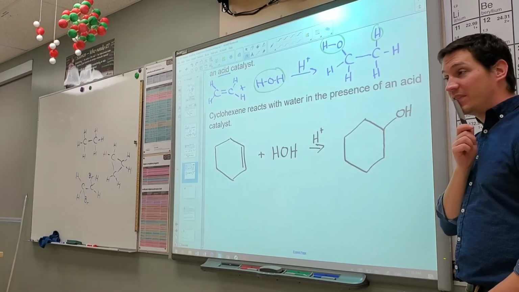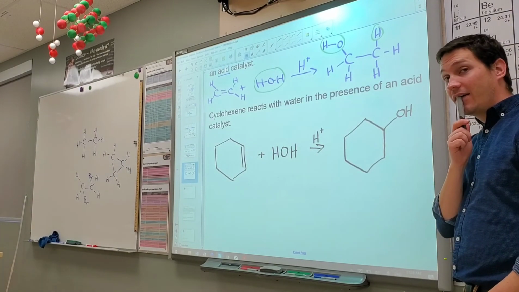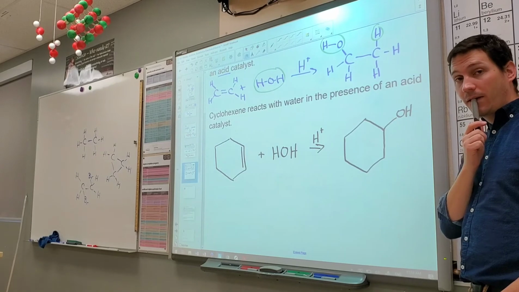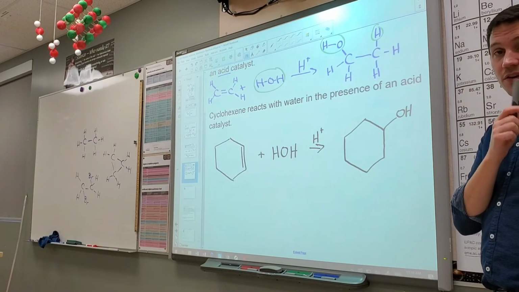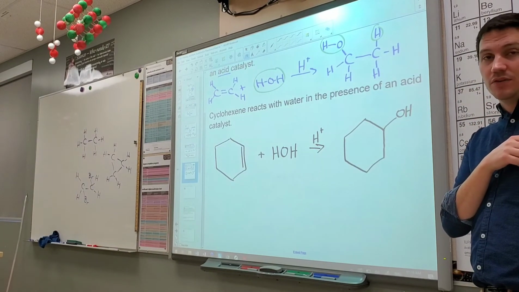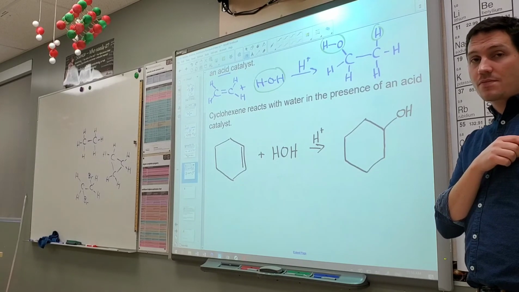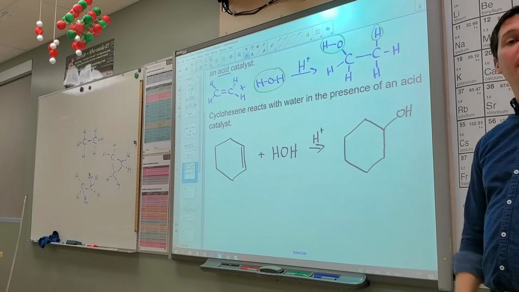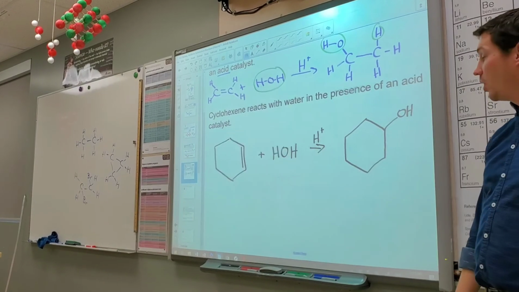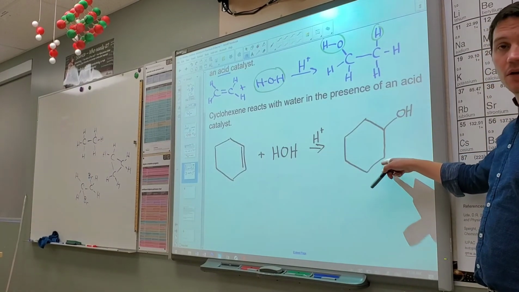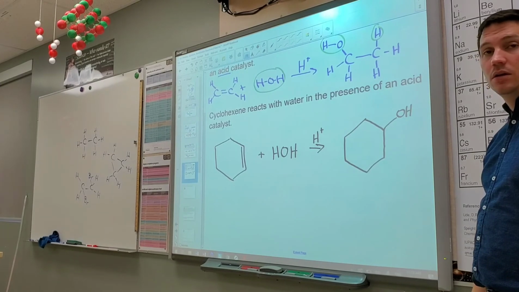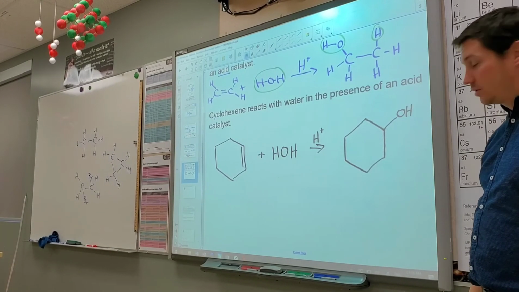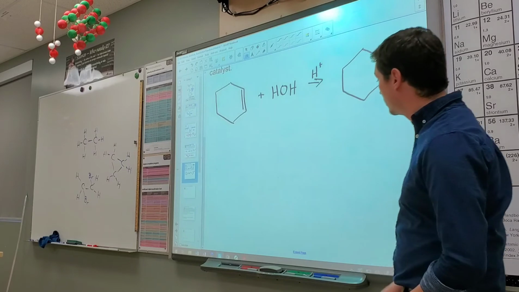Any questions about that? So is OH bonded to the first one? The OH is not always bonded to the first one. The start of the double bond? Sure, the start or the end of the double bond. It could have bonded to this one or that one. If I'm doing a condensed structural diagram, how would I show the product?